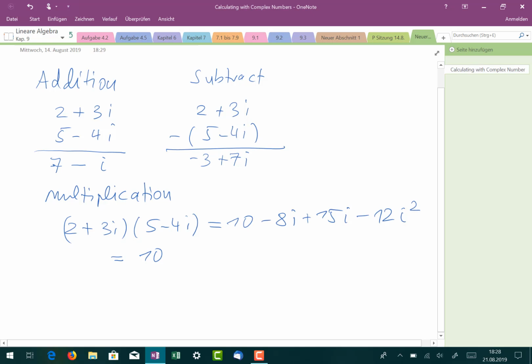10, and minus 8i plus 15i is plus 7i. And i squared is minus 1. So minus 12 times minus 1 is plus 12. Now we add the 10 and the 12 and we obtain 22 plus 7i.